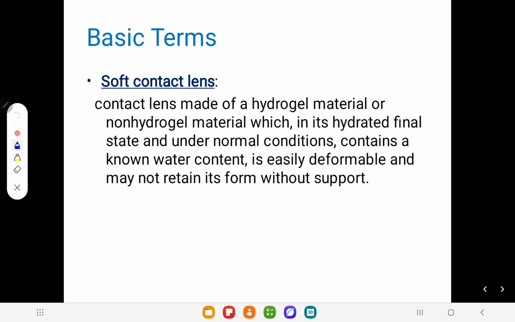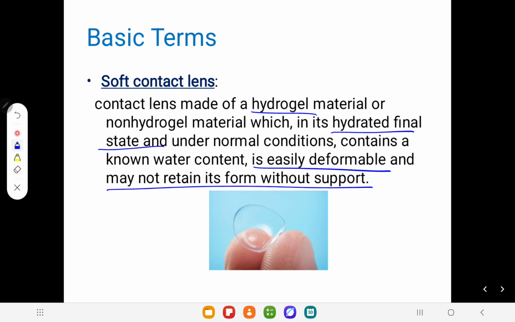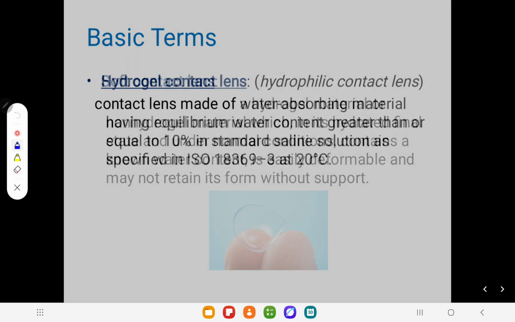Yes, so soft contact lens, what do you mean by soft contact lens? A contact lens made of hydrogel material or non-hydrogel material, which in its hydrated final state, it's very important, under normal condition contains known water content, and it's deformable and may not retain its form without support. Basically it wraps up with the cornea or conjunctiva, and it may not retain its original shape. It's another important condition. And hydrated means in the final state it must be hydrated and greater than 10% water content. Yes. So basically soft contact lens.